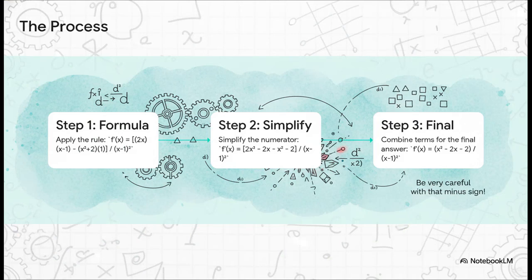Okay, let's walk through this process. Step 1 is all about applying the formula low d high minus high d low all over low low. We just plug in the parts we identified. Now, be super careful with that minus sign in the middle. The order really matters here. For step 2, we just carefully simplify that numerator, distributing and watching our signs. And finally, in step 3, we combine the like terms up top to get our final answer, x squared minus 2x minus 2 all over x minus 1 squared.